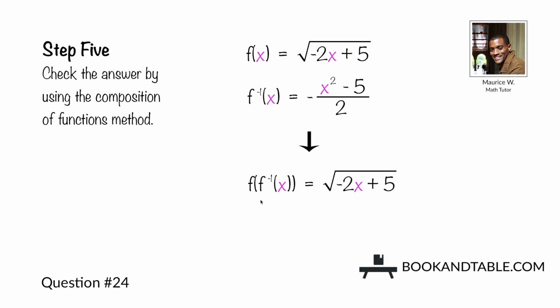So we begin by writing the expression for the outer function, the f function, the square root of negative 2x plus 5. And now we replace this x with the expression of the inner function, the inverse function. So we'll put negative x squared minus 5 over 2 here.